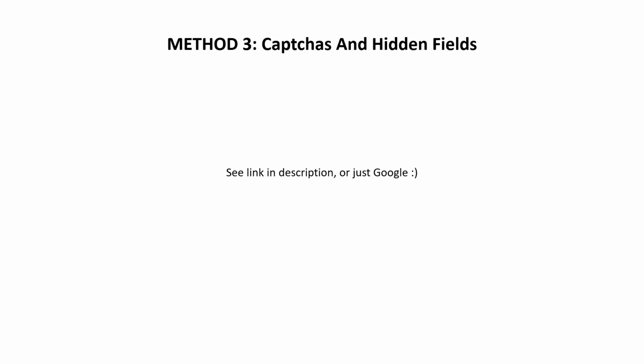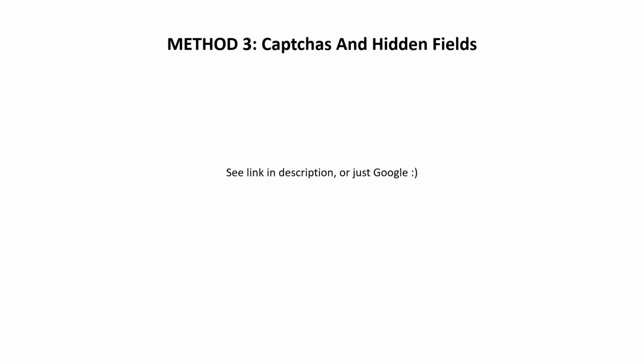So the idea here is that a bot won't realize that it's a hidden field, so it will fill it out, but a real person won't even see it, so they can't fill it out. Now, the efficacy of that, how well it works, is debatable. Again, there's a big discussion online, but it's another method that you can consider to stop bots signing up for your list.